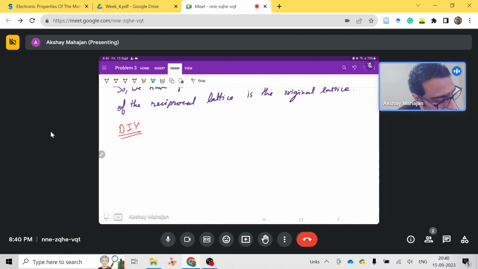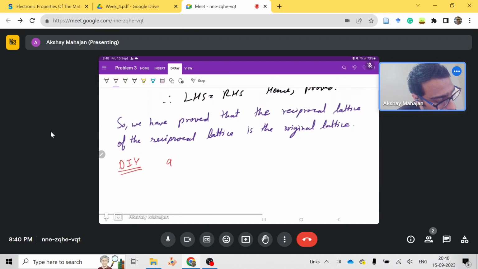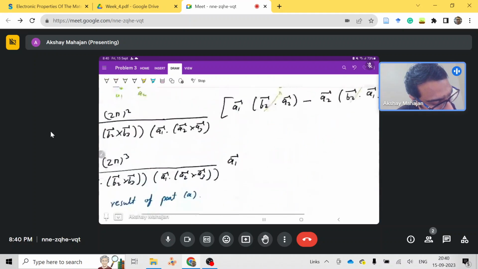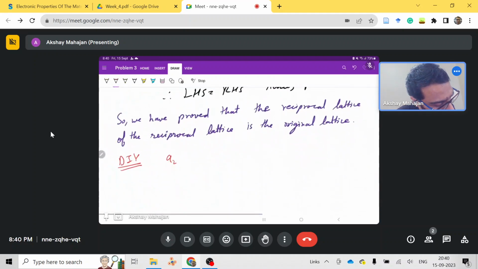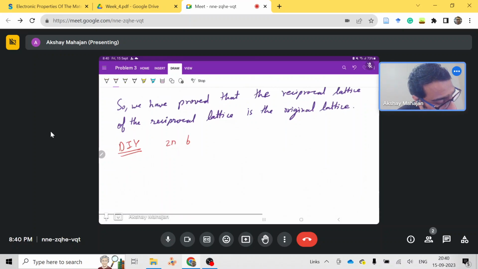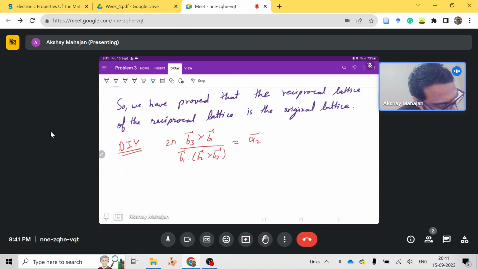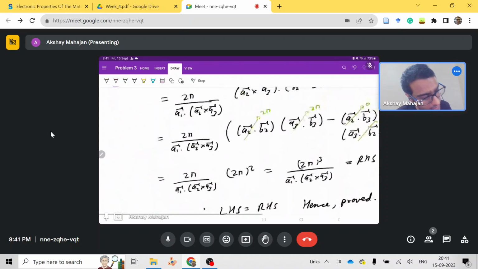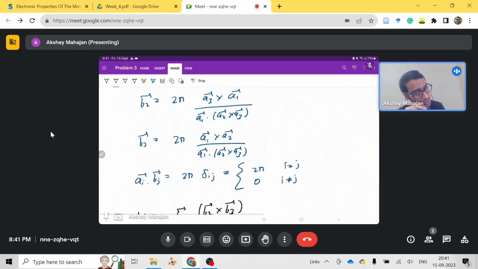Okay, one thing will be that we have taken the a2 vector. So what we can get is 2 pi times b3 vector cross b1 vector divided by b1 vector dot b2 vector cross b3 vector. That will come as your a2 vector. Okay, similar to your b2 vector. Right, b2 vector is a3 cross a1.